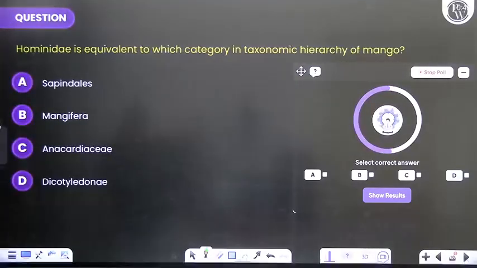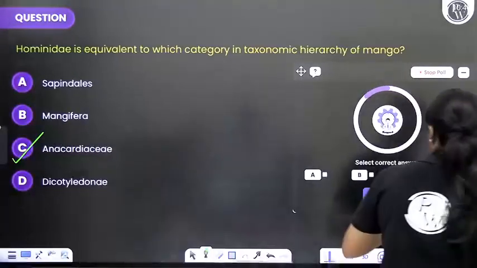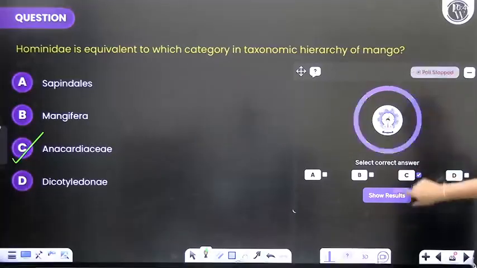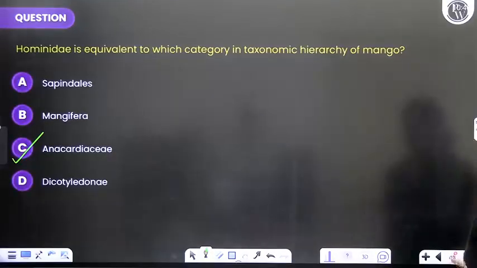Hominidae is equivalent to which category in the taxonomic hierarchy of mango? Hominidae is a family, our family, which is mango's family. Where are you from, Shakil? So the correct answer here is Anacardiaceae. Option C is the correct answer. 57%. Shruti, Nancy, Rizwan, top 3.